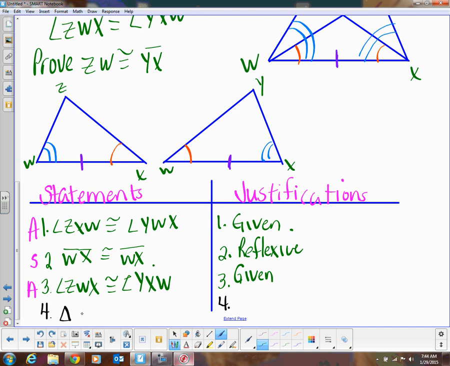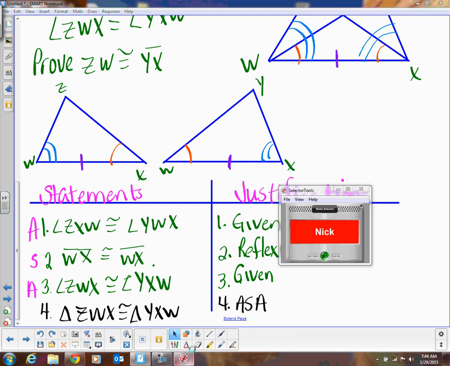Triangle what? ZWX. Good. Why? Right. Angle, side, angle. All right. And my last step goes to Caitlin. What will our last step be?